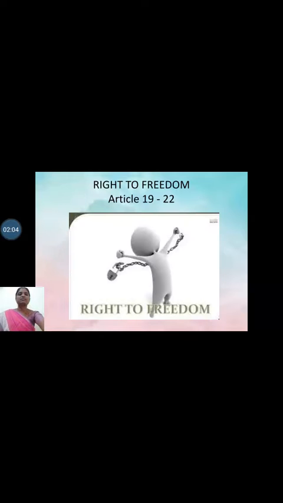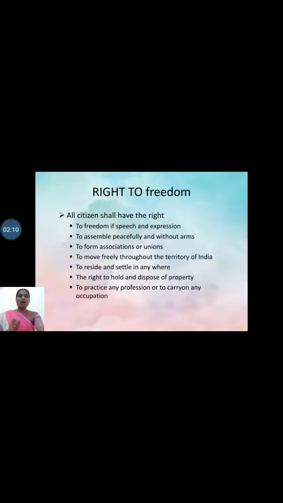Next, see the right to freedom. It is described from Article 19 to 22. All citizens should have the right to freedom of speech and expression. Yes, whatever you think, you can speak and express in front of anyone. Okay, we have the freedom for that.